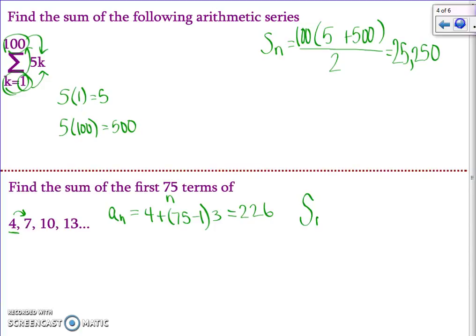Okay, so we'll use our formula for the sum. We know there's 75 terms. First term is 4 from the list. Last term we figured out is 226, and we divide by 2. $8,625. Okay, always looking for those three things, the number of numbers, the first number, and the last number. And you can find the sum of any arithmetic sequence.